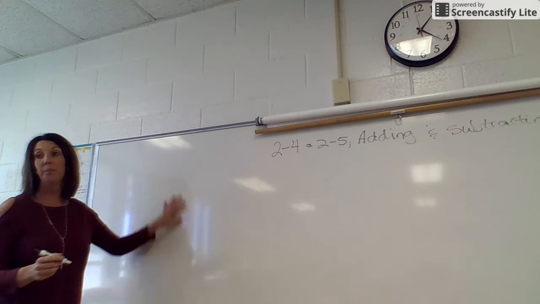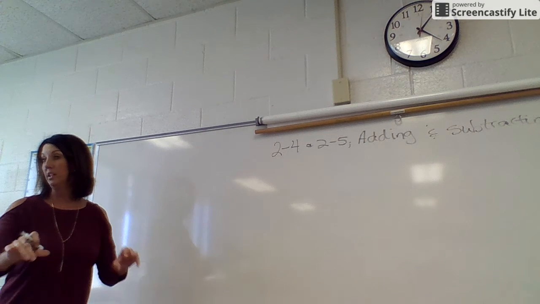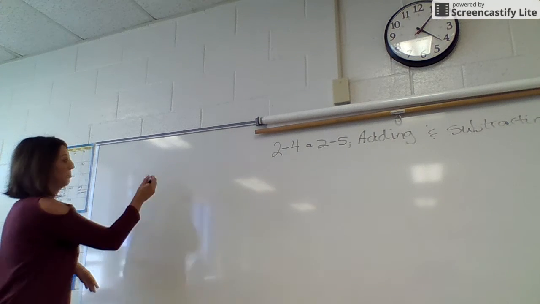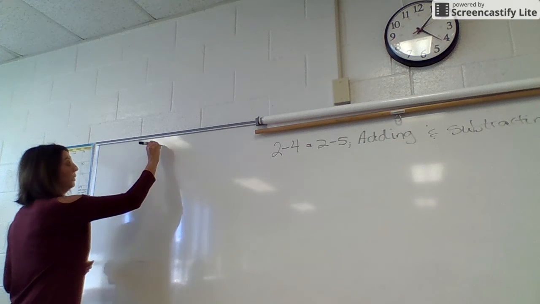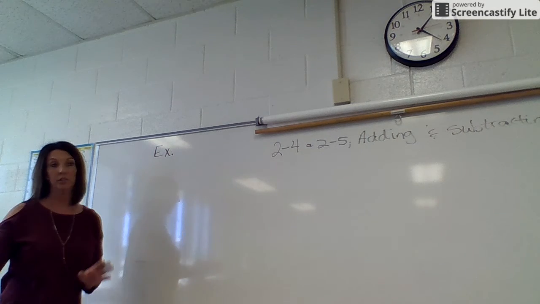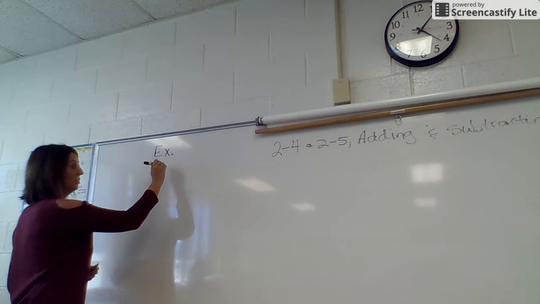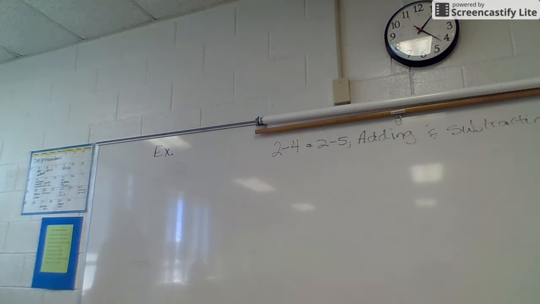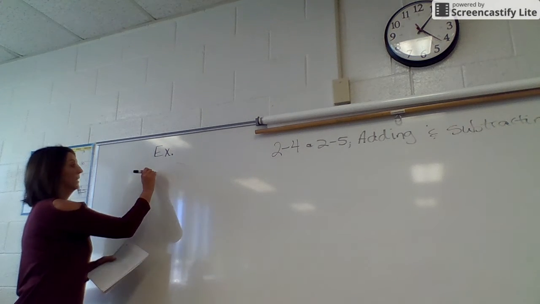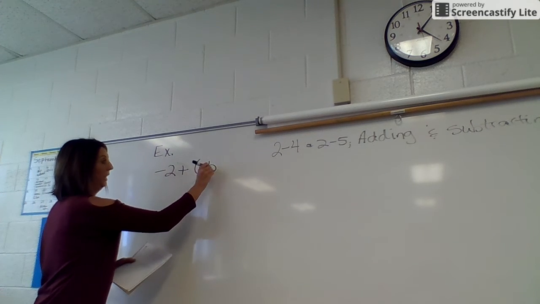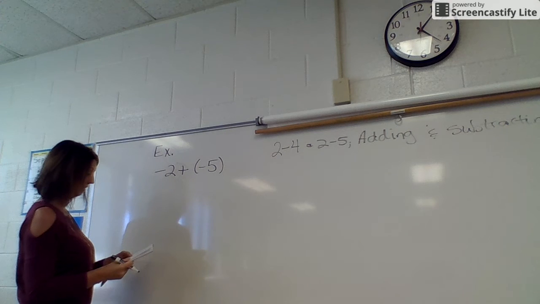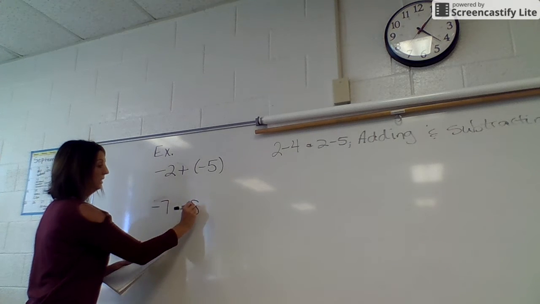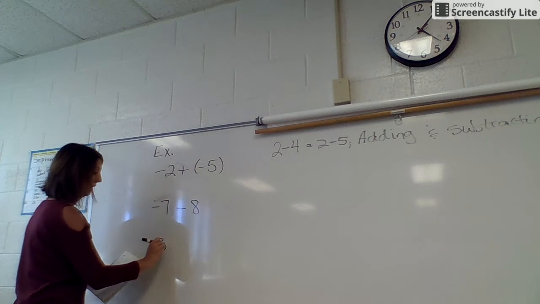We're going to talk about it first, then we're going to make up a rule for it. So hands off your Chromebooks. We will put these examples in your notes later, but let's talk about them first. Let's do -2 plus -5, and -7 minus 8. Again, don't put this in your notes yet. Let's just wait. We'll talk about it.